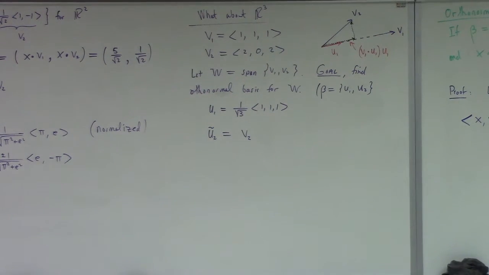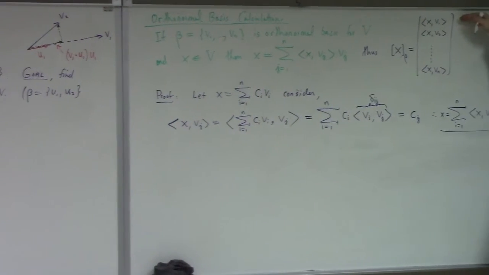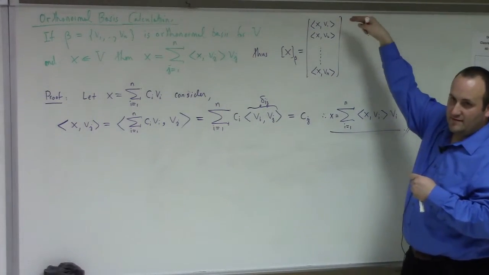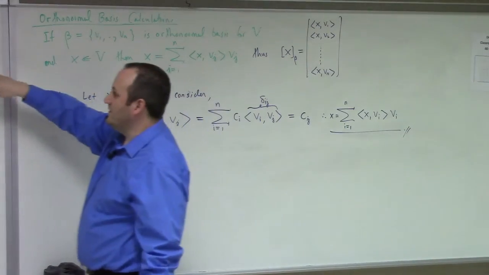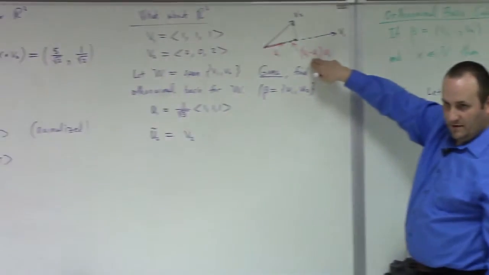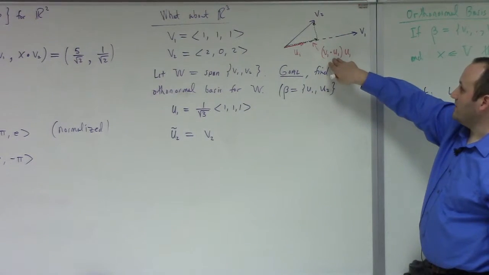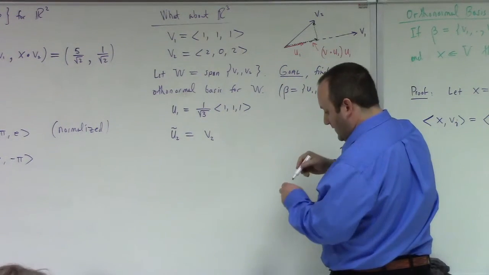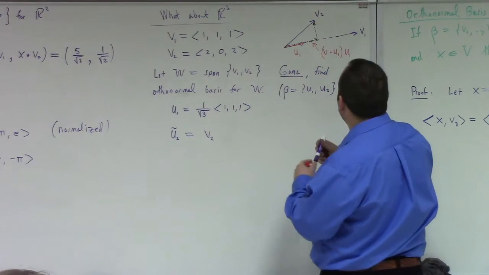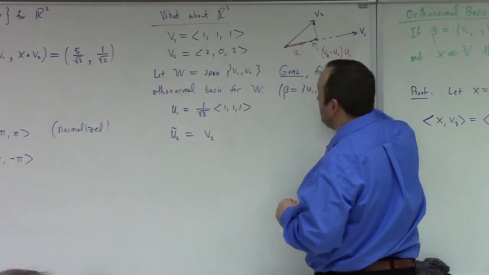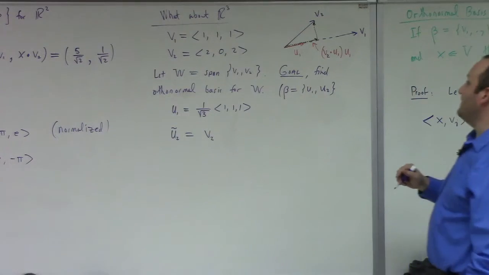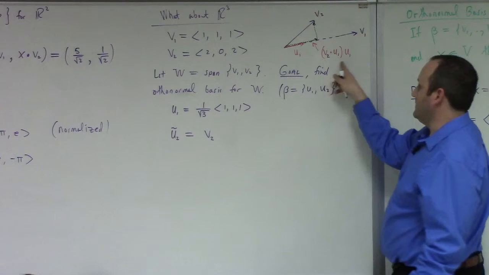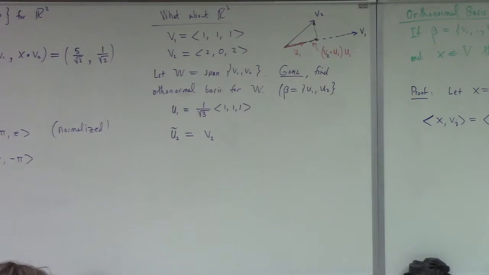The component in the V1 direction is just the inner product of x with V1. That gives me the component of x in the V1 direction. In the same sense, V2 dot U1 gives me the component of V2 in the U1 direction. I meant V2, sorry. If you're confused, that's good because I'm also confused. So basically the part of V2 that lines up with V1 is this. That's the vector projection of V2 onto the V1 direction.